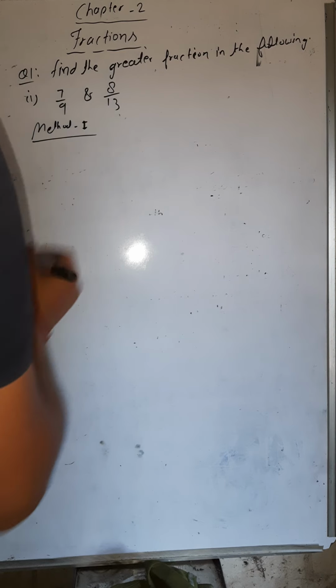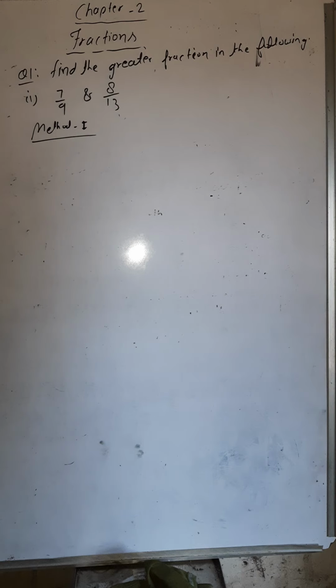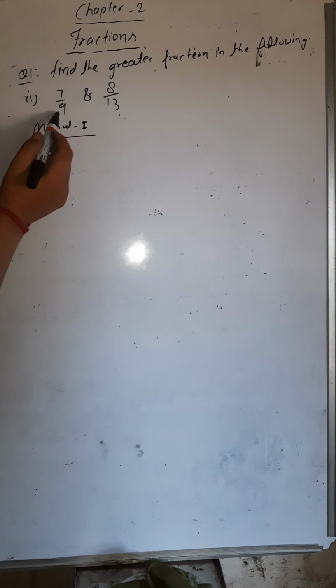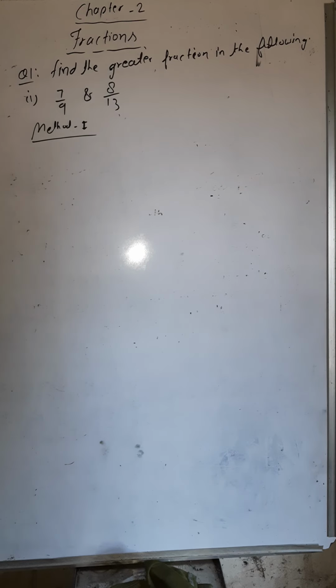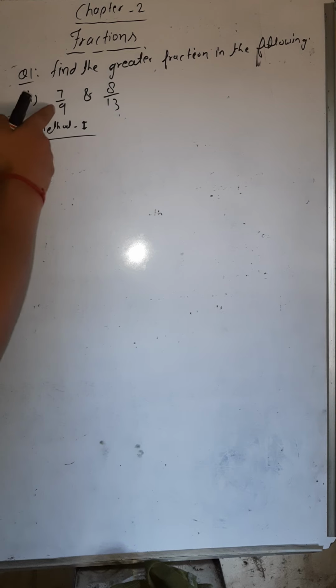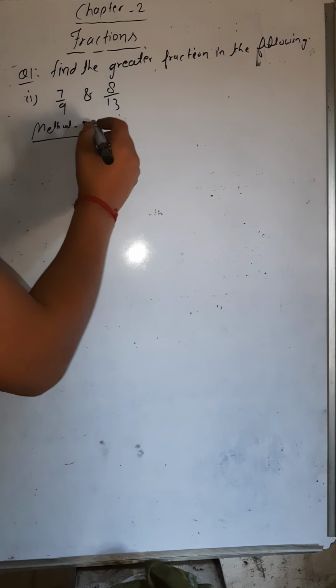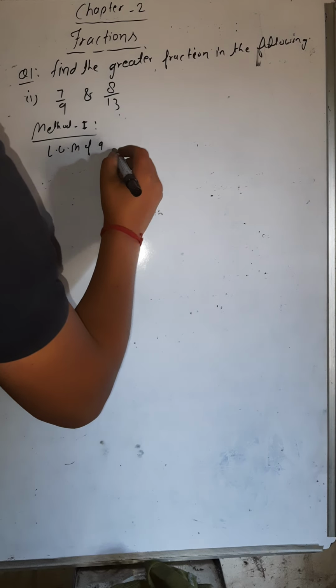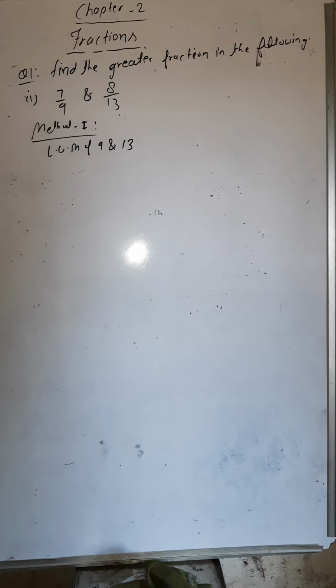That will be finding out the LCM first. In method number one, we'll find out the LCM of both the denominators. So what is the denominator here? 9. And what is the denominator here? 13. So can you tell me the LCM of 9 and 13?